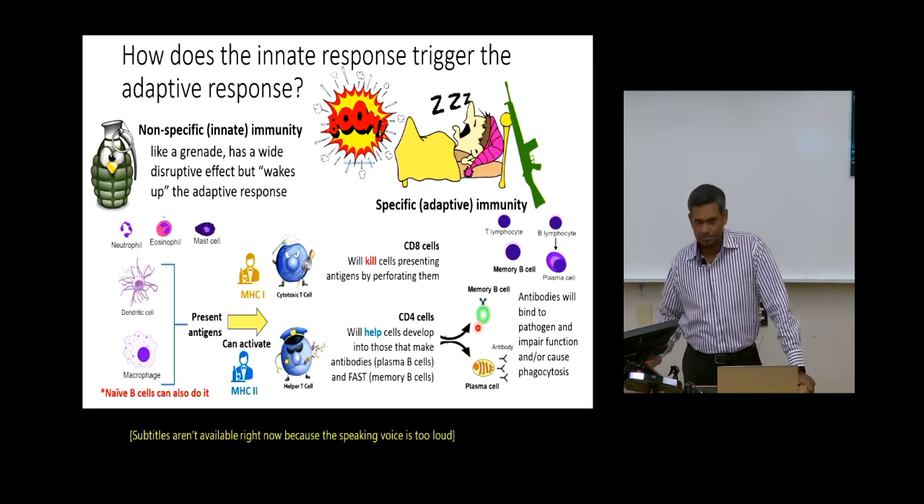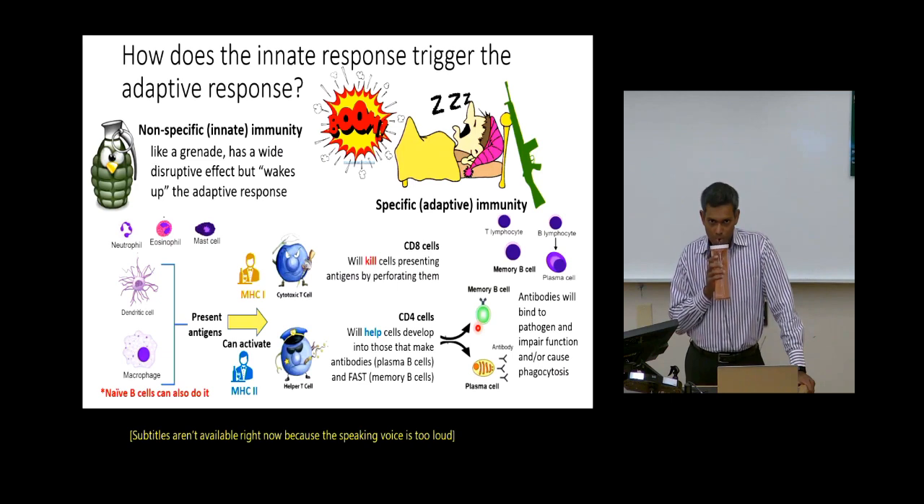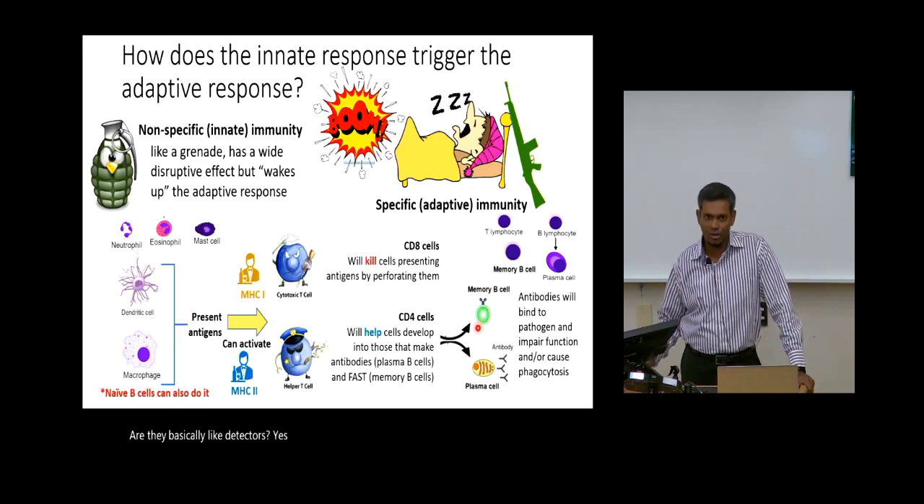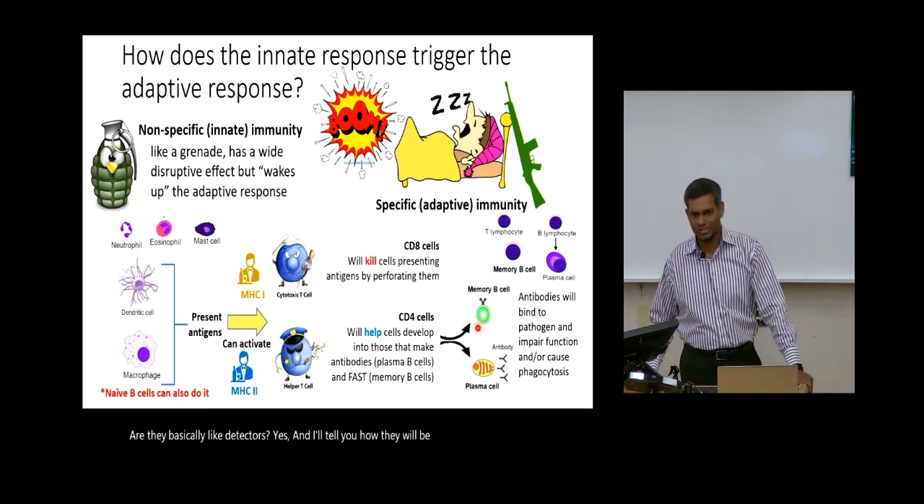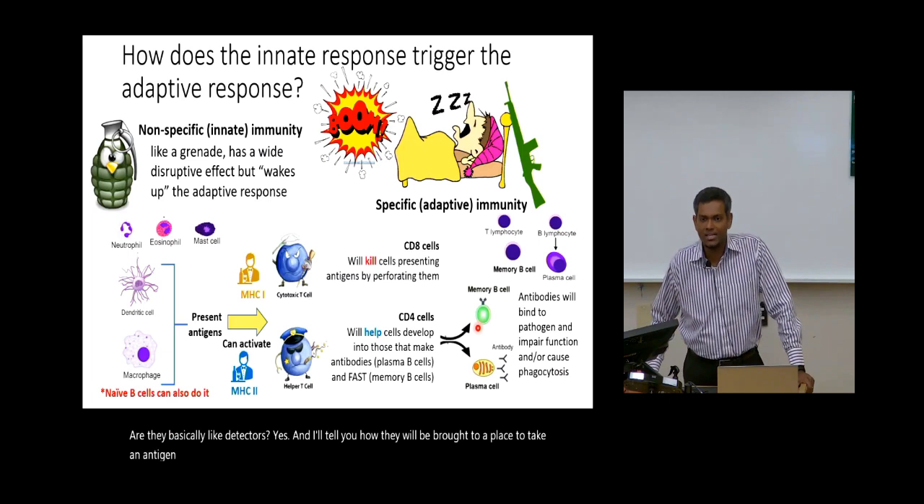Yes, what's your question? So, do dendritic cells and macrophages, are they basically like detectors of an antigen? Yes, and I'll tell you how they will be brought to a place to detect an antigen in a minute.